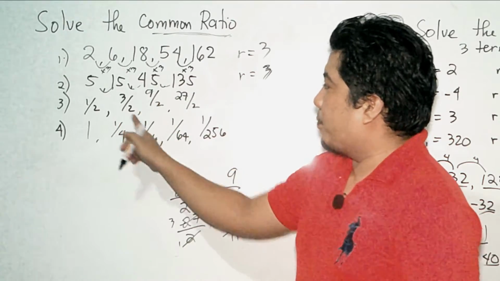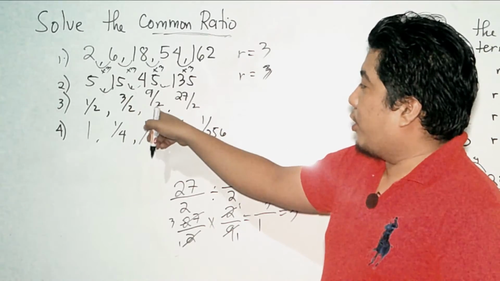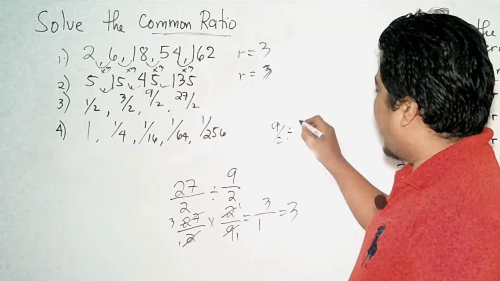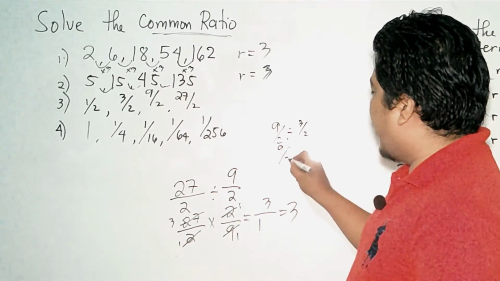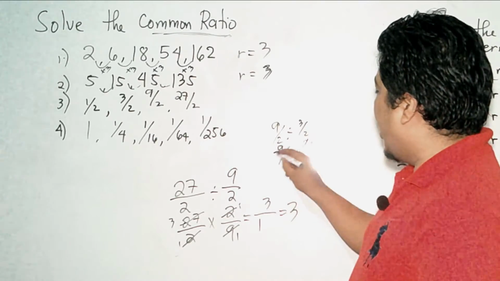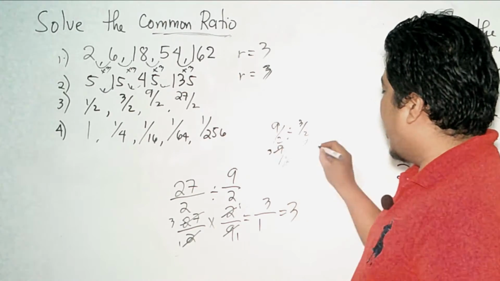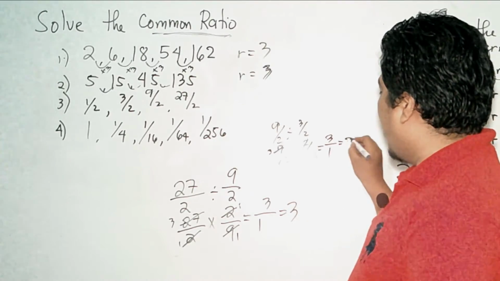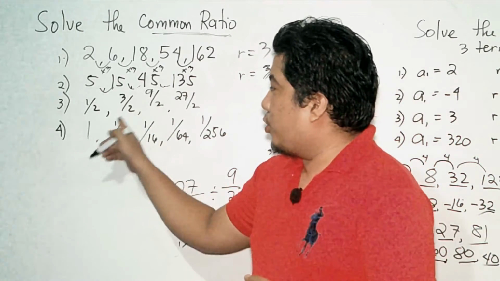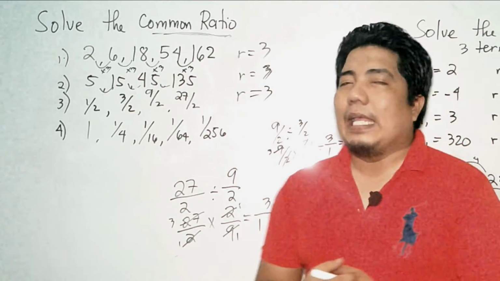How about this one? Same scenario. We have 9 over 2 divided by 3 halves. So that will become 9 over 2 times 2 over 3. Cancel this one, 9 and 3. You can use the cancellation also. This will become 1. This will become 3. So that is still 3 over 1, which is 3. Same goes if you use this one, the answer is still 3. So therefore, our common ratio is 3.